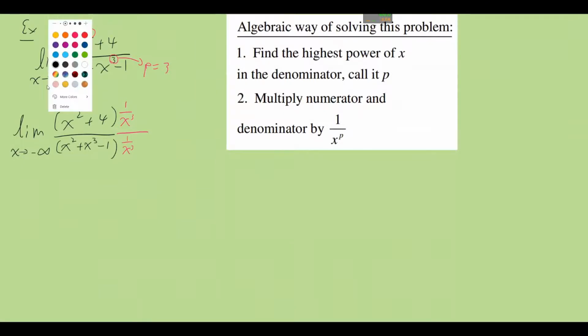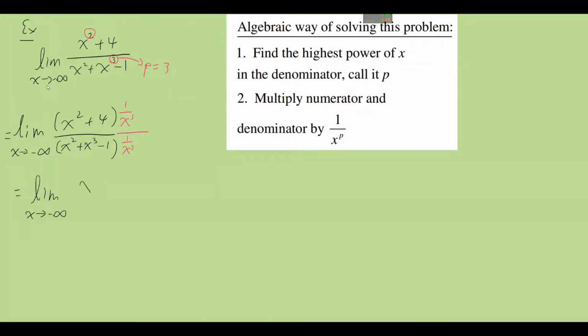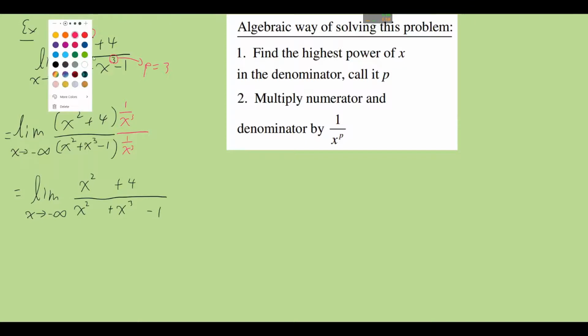And let me write down one more step and let's see what we have. So we have the limit as x approaches negative infinity of x squared plus 4 over x squared plus x cubed minus 1. And then let's fill in the 1 over x cubed right here, and same thing in the denominator. Okay, so let's go ahead and see what we can simplify.